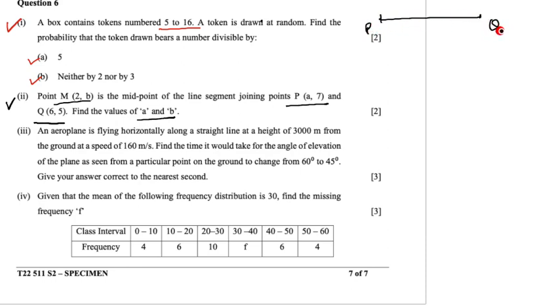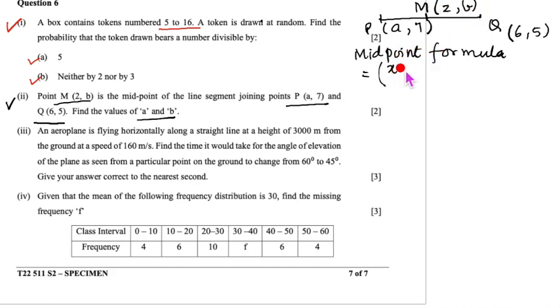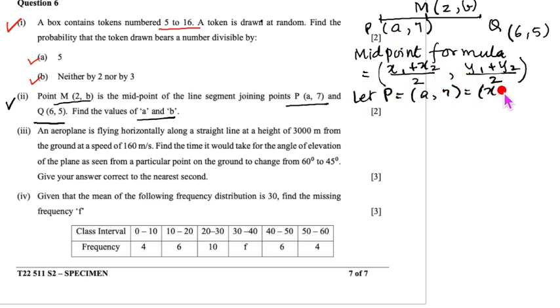This is P, this is Q. P is (a, 7) and Q is (6, 5). And M is the midpoint, and the midpoint is (2, b). So we will write the midpoint formula equal to (x1 plus x2) upon 2, (y1 plus y2) upon 2. So we will say let P equal to (a, 7), that is x1, y1, and Q equal to (6, 5), which is x2, y2.